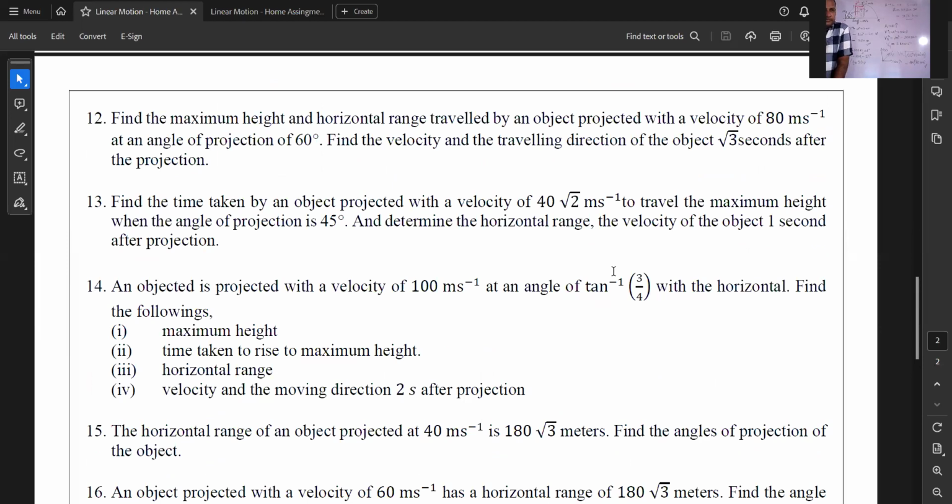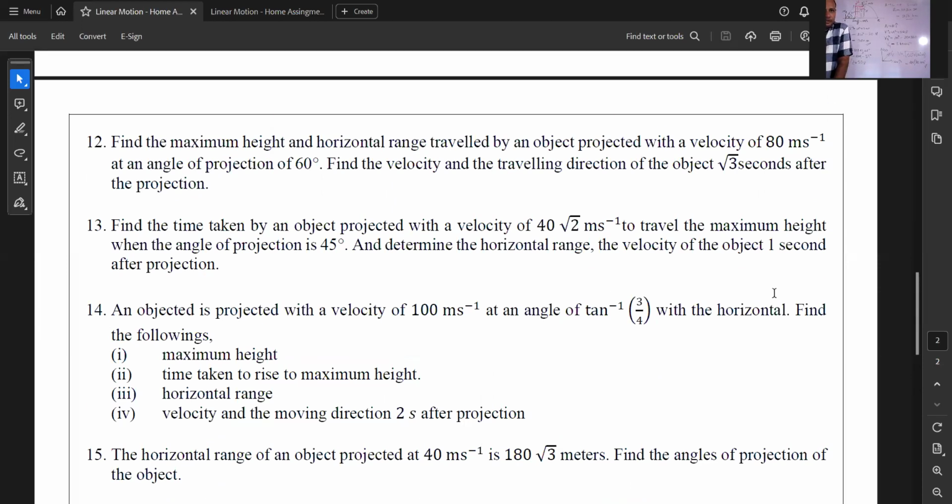Twelfth one. Find the maximum height and the horizontal range traveled by an object projected with the velocity 80 m s minus 1 and the angle of projection 60.